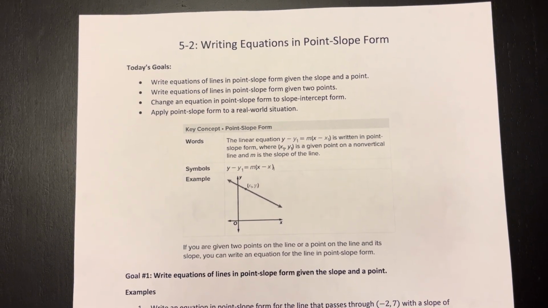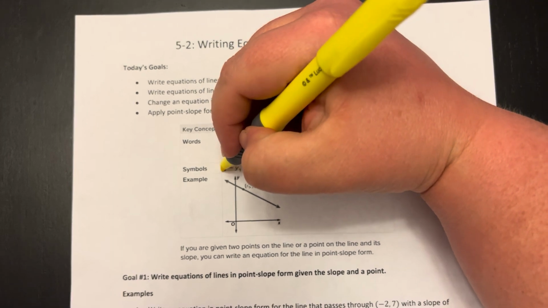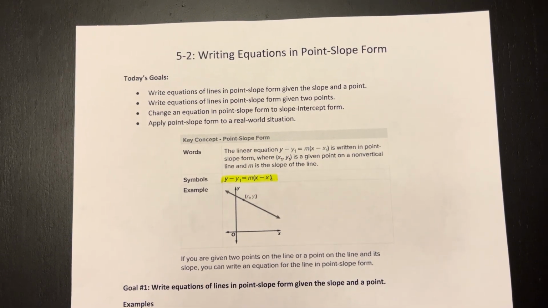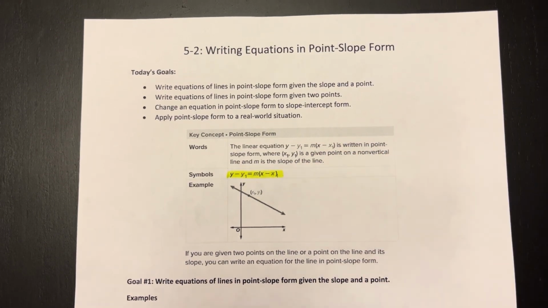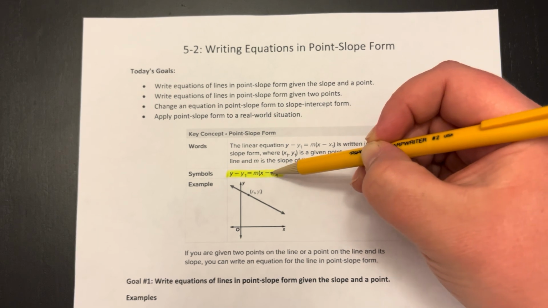Hey guys, in this video we're going to be talking about how to write equations in point-slope form. So this is a little different than slope-intercept form in that the formula you use is different than y equals mx plus b. We're actually focusing on what I just highlighted here: y minus y1 equals m times x minus x1.